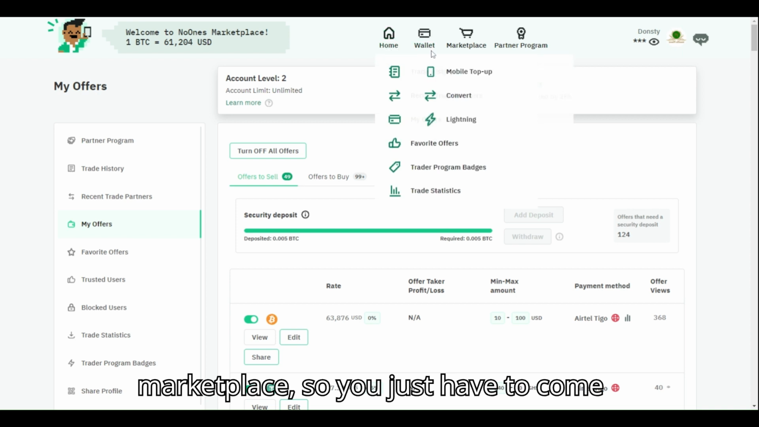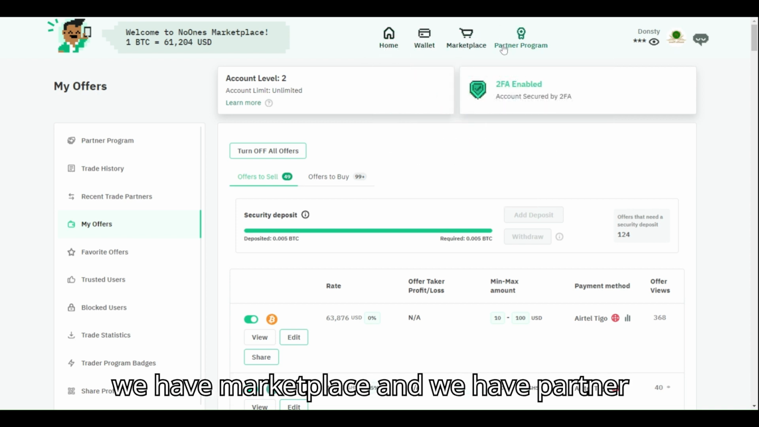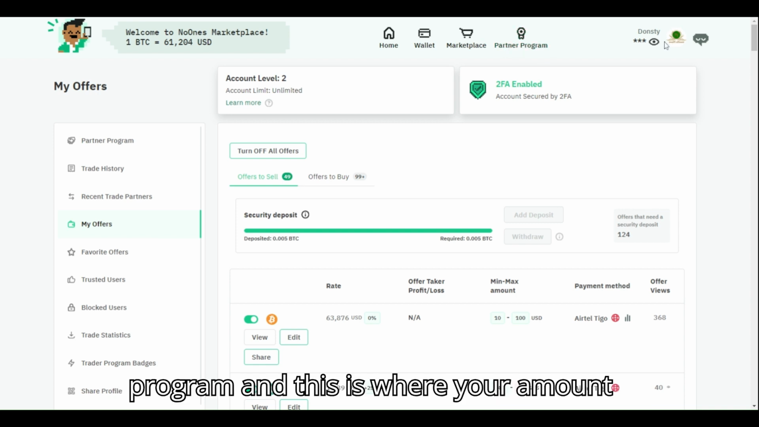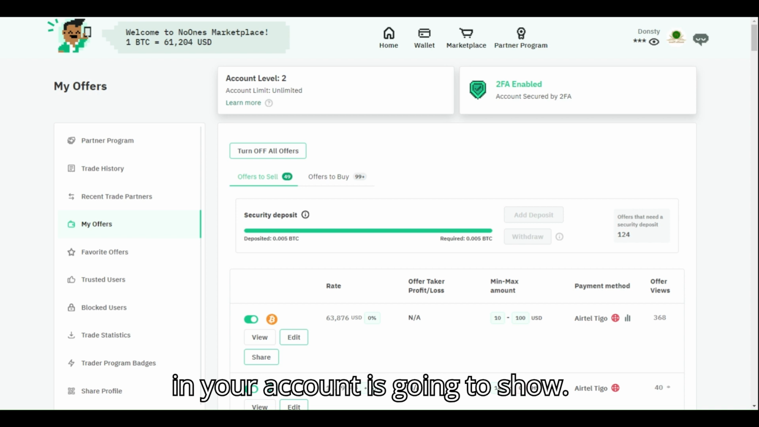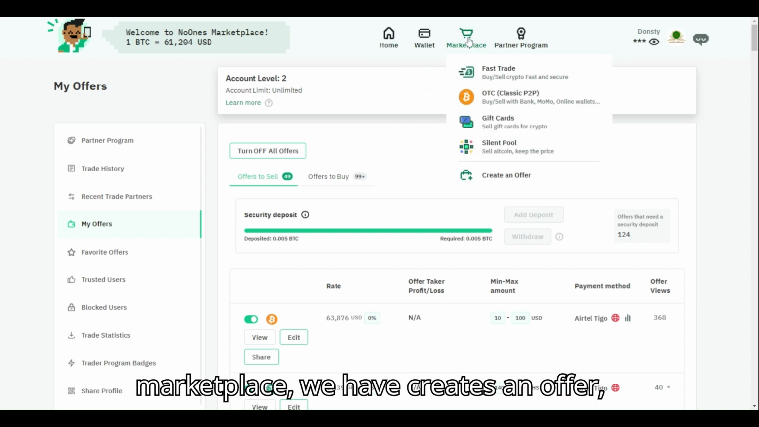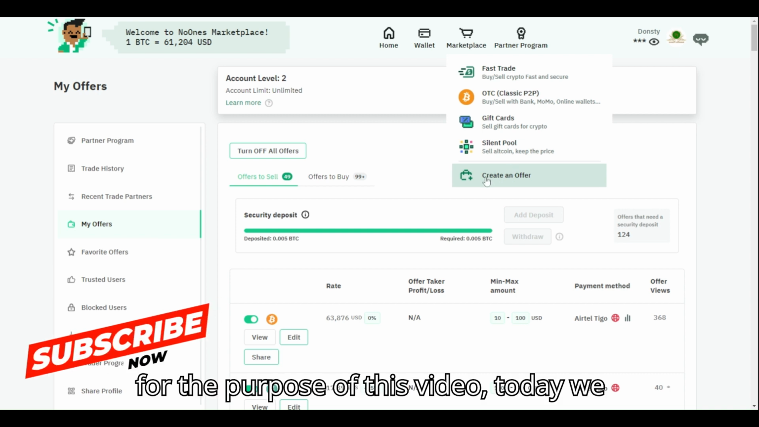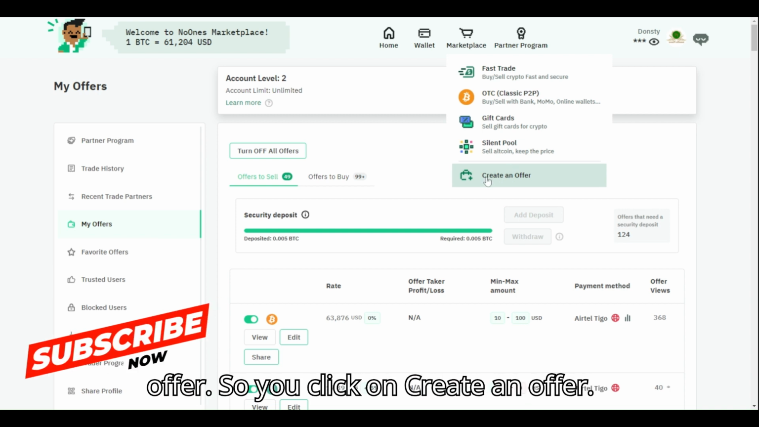So you just have to come here. We have homepage, we have wallet, we have marketplace, and we have partner program. And this is where your amount in your account is going to show. So to create an offer, you come to marketplace. We have create an offer. All these functions, we are going to do later. But for the purpose of this video, today we are going to look at how to create an offer. So you click on create an offer.